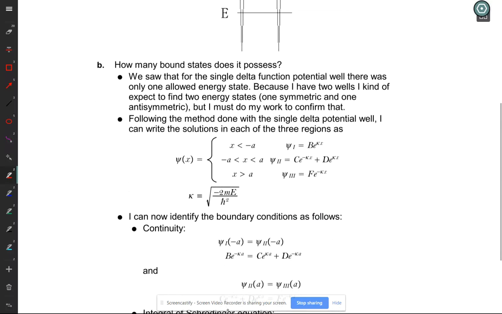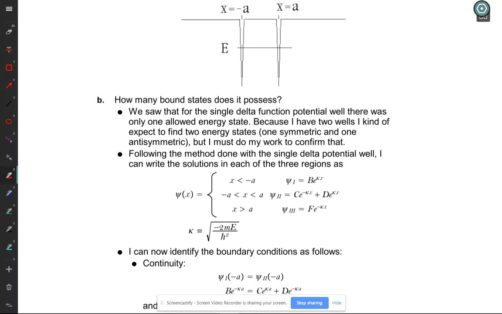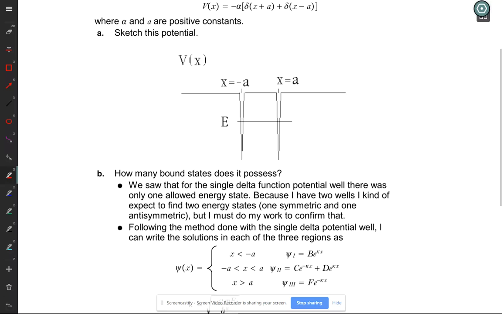It's going to take a lot of work to get there. That's the first place you actually have a stopping point. So the first thing we're going to do is say, how many regions do I have? 1, 2, 3.